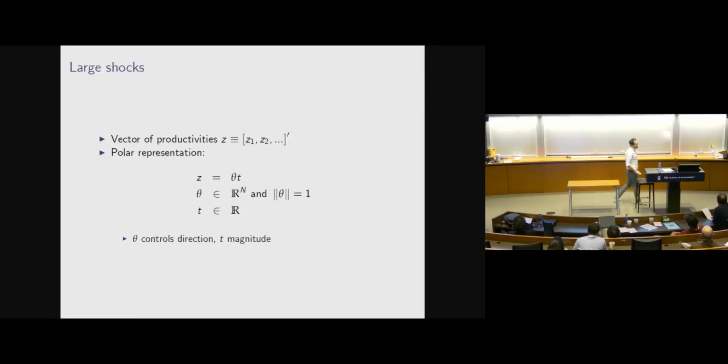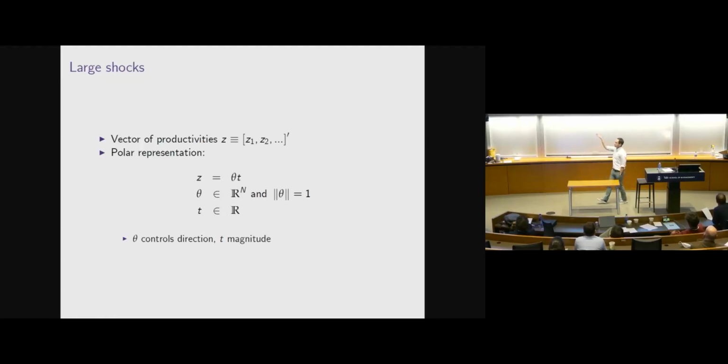So what happens if I have big shocks? I want to come at this from a totally different angle. What I want to do is take my vector of productivities, my z. So I'm just stacking the log productivity in every sector. That always has a polar representation, where I can write z as theta times t, where theta is just going to be a direction in productivity space, right? So it could be I hit every sector at the same time, I hit one sector, I hit half the sectors. Whatever combination you want, that's going to be a theta.